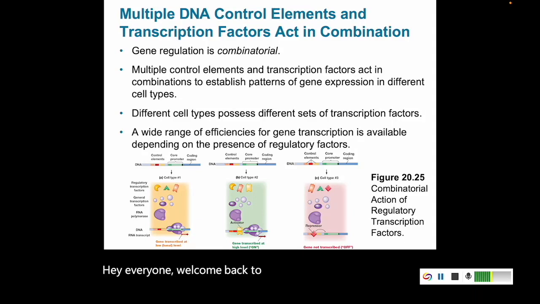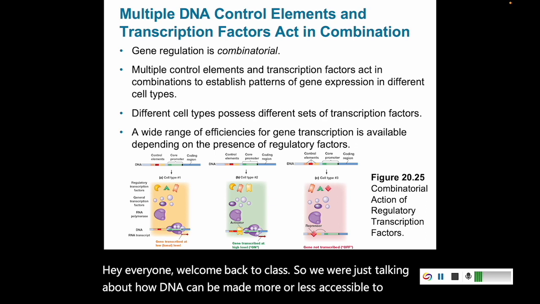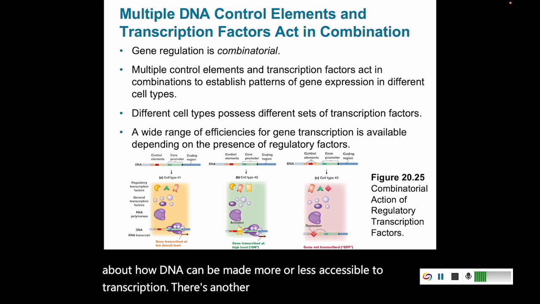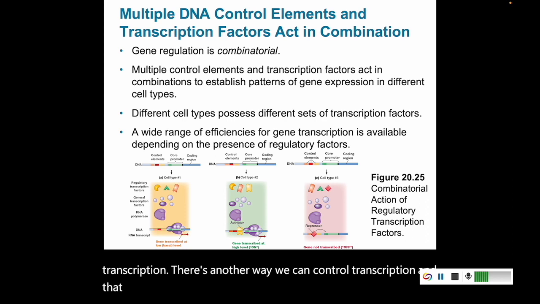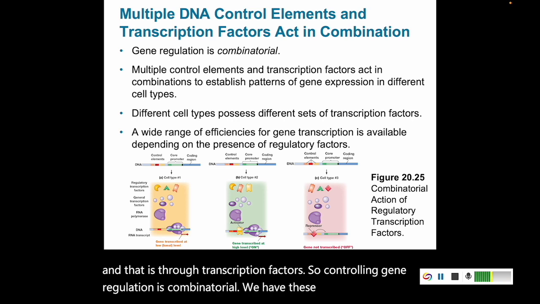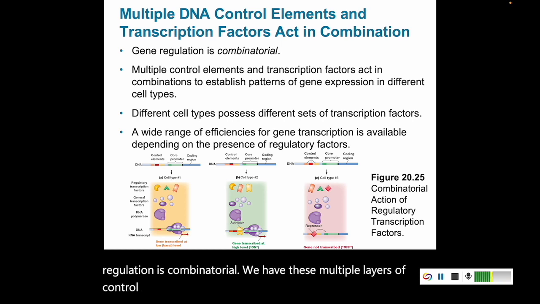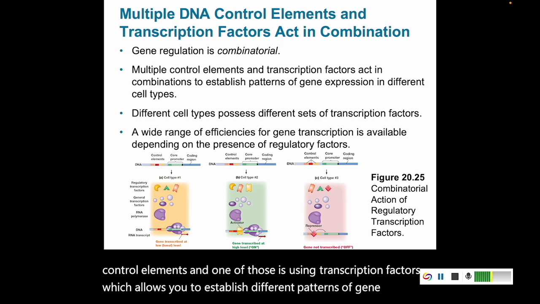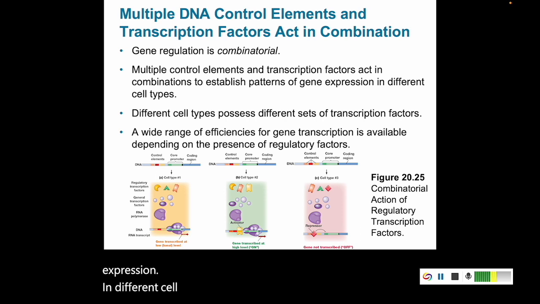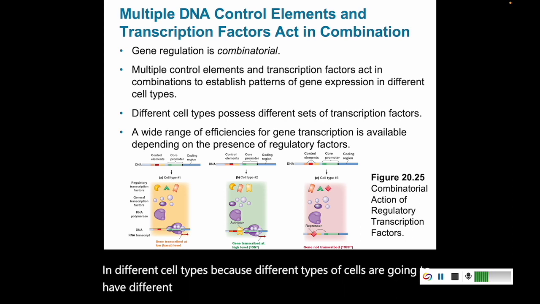So we were just talking about how DNA can be made more or less accessible to transcription. There's another way we can control transcription, and that is through transcription factors. So controlling gene regulation is combinatorial. We have these multiple layers of control elements, and one of those is using transcription factors, which allows you to establish different patterns of gene expression in different cell types, because different types of cells are going to have different types of transcription factors available.